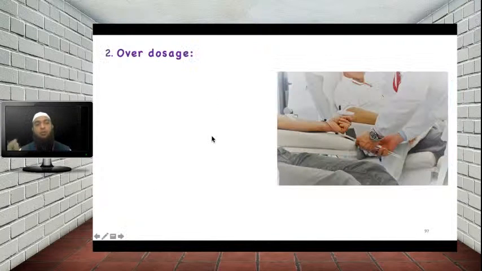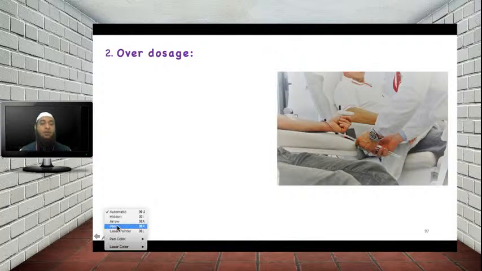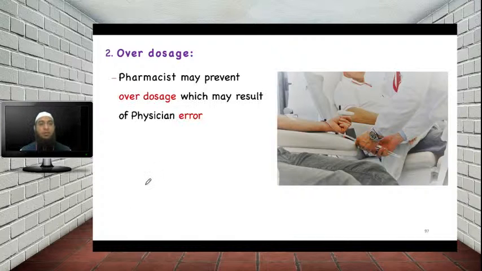Now let's move on to the next part of today's session. Second part is overdosage. So pharmacists can also prevent the ADRs which are related to overdose. Let's see how it can be possible. Pharmacists may prevent overdoses which may be the result of physician error. Sometimes the drug is to be given twice a day. So when the physician writes the prescription, how does he write twice a day?